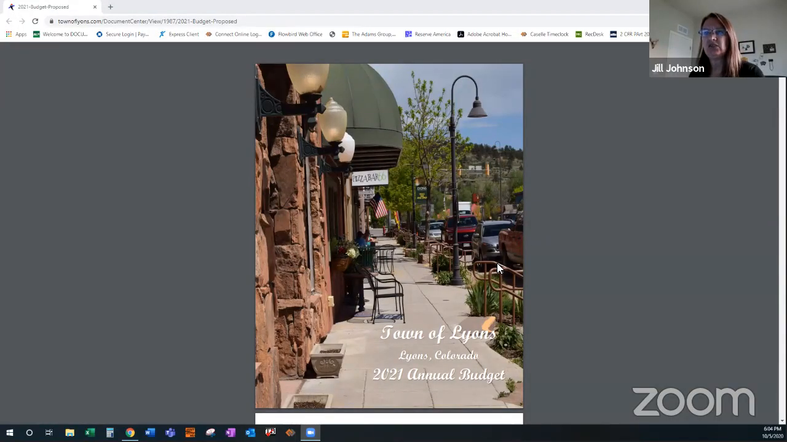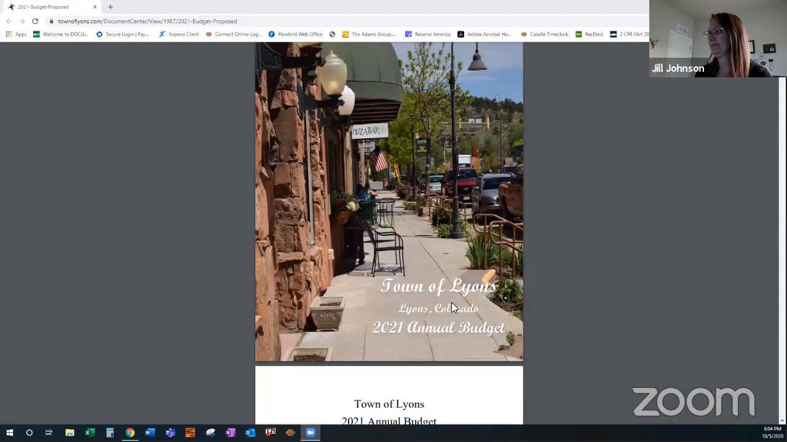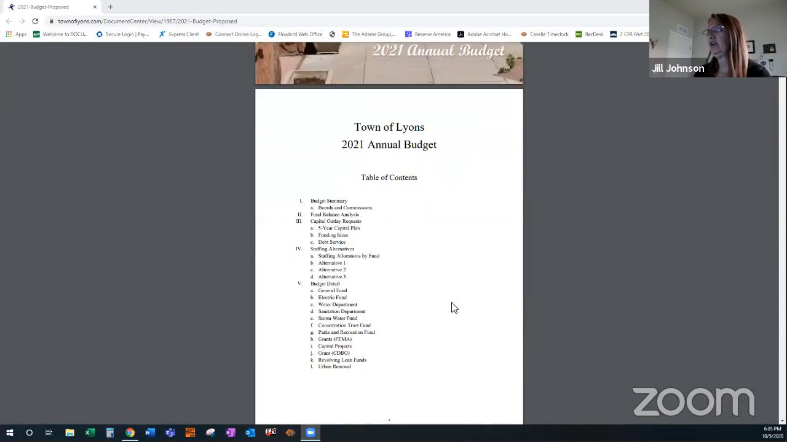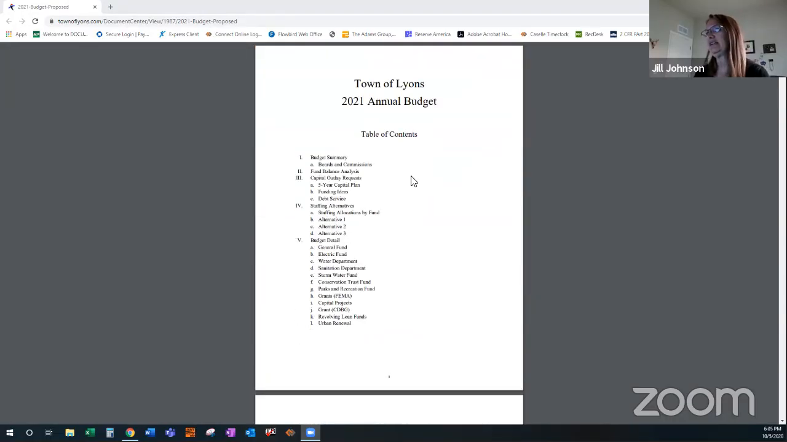Okay, so I'm going to kind of walk through the different sections. So we actually have 5 sections in our budget, and each one gives you some different information. So I really like our town cover. It's actually looking east up Main Street instead of to the west. There is a table of contents. This table of contents is not linked to anything. However, in your PDF, you can actually open it and bookmark whatever sections you want so you can reference them very quickly.